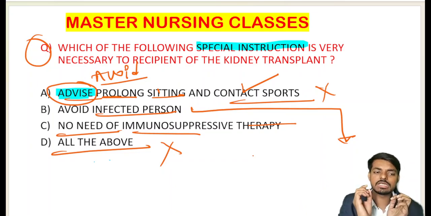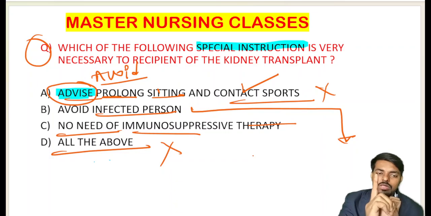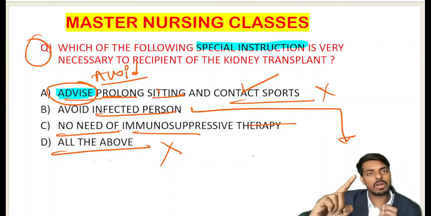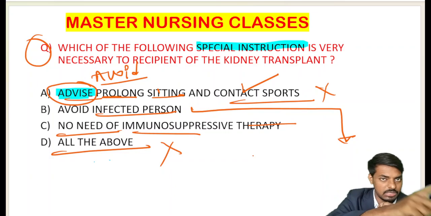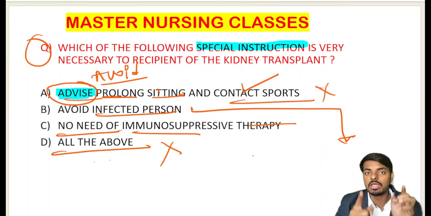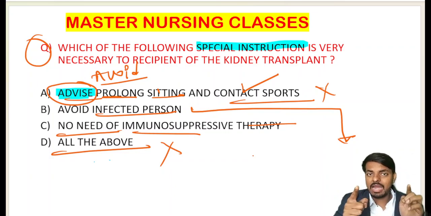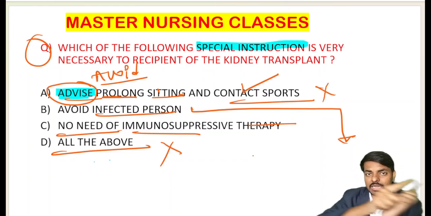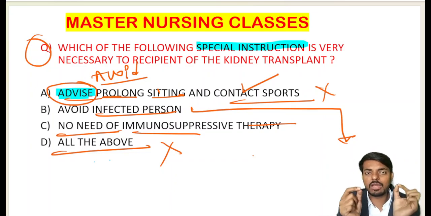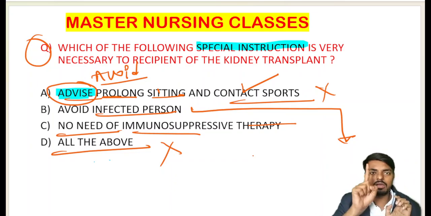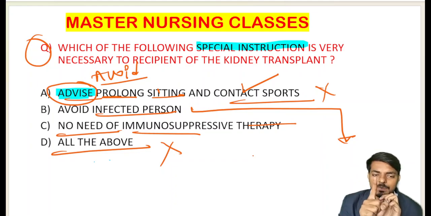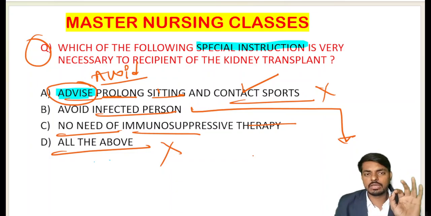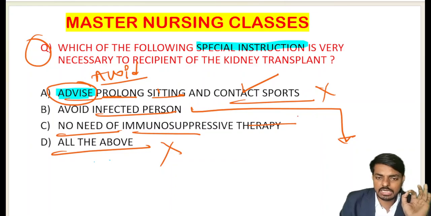Option C is no need of immunosuppressive therapy. Very importantly, we need to advise and educate the patient before renal transplantation that it is mandatory and necessary to take immunosuppressive therapy until the end of life, and steroid therapy will go on lifelong. We need to educate the person that immunosuppressive therapy is necessary for life. Here the option says no need, so this is also a wrong statement.